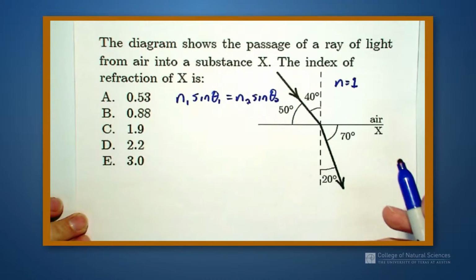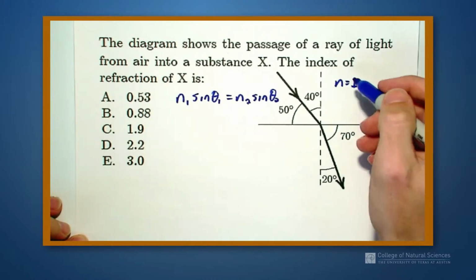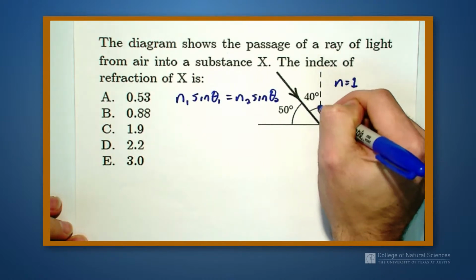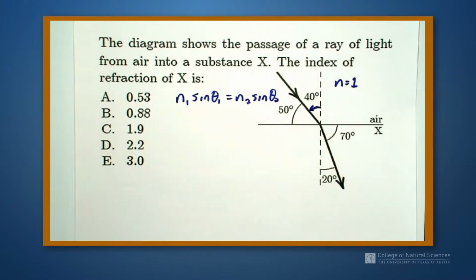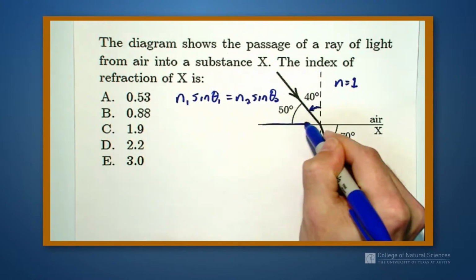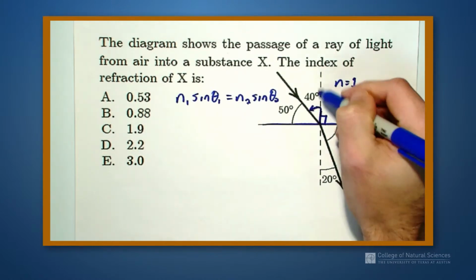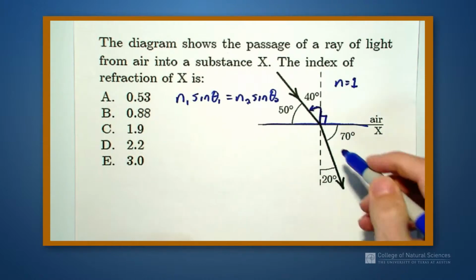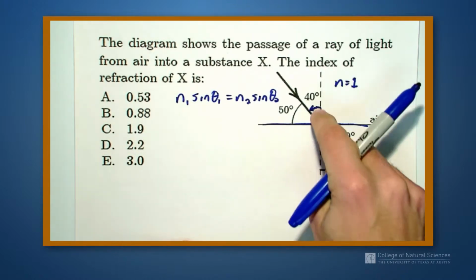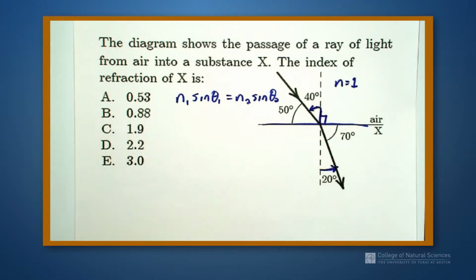When we deal with this angle theta, we've got to remember that our angle is measured from the normal. So we have our surface, and we have perpendicular to the surface, and we want to measure from the perpendicular, from the normal. So the two angles that we're using are 40 degrees and 20 degrees.